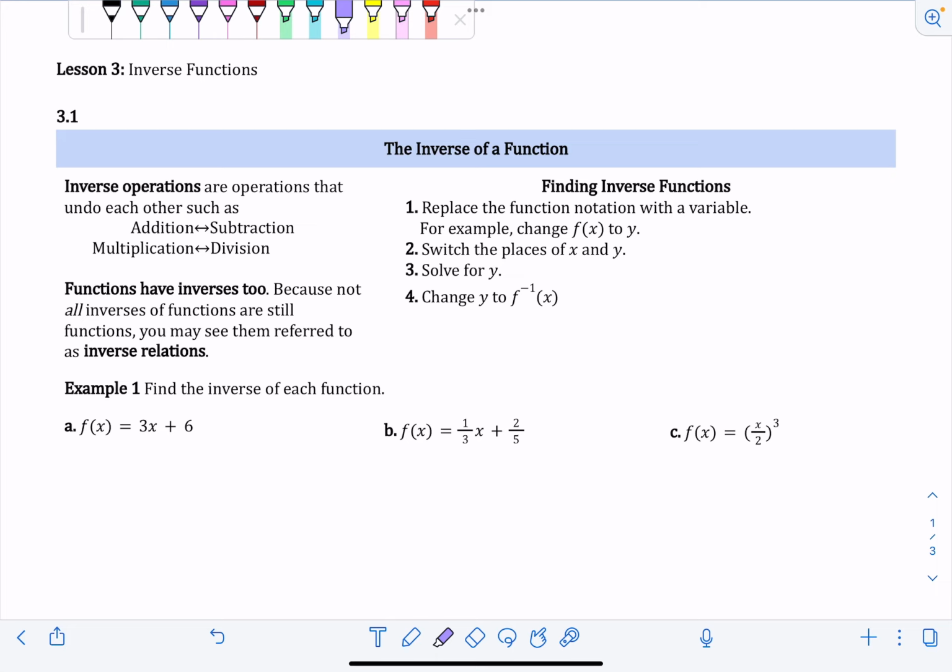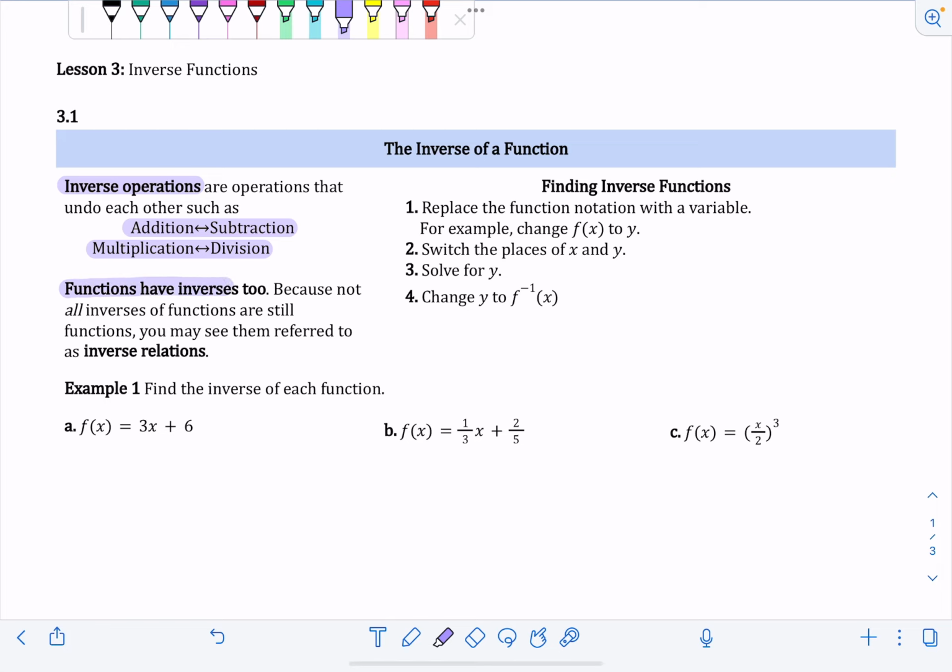Inverse operations are operations that undo each other, like addition and subtraction. If you were to add 4 but then subtract 4, you would end up at your original number. And then multiplication and division have the same effect. They undo each other. If you were to multiply something by 2 but then divide it by 2, you would end up back at your original number because they're inverse operations.